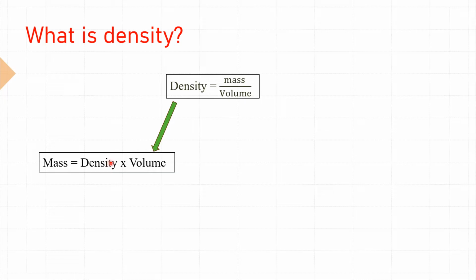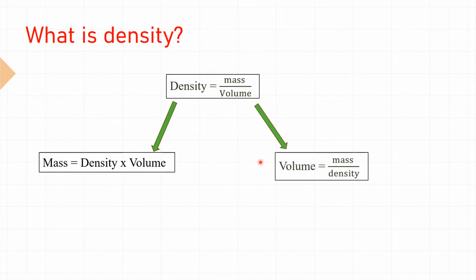If density and volume are given in the question, then we can calculate mass by rearranging the density equation: mass is equal to density times volume. Another way, if you know mass and density, you can calculate volume: volume is equal to mass divided by density. There are three versions of density equations. Let's go and find out the problem solving.